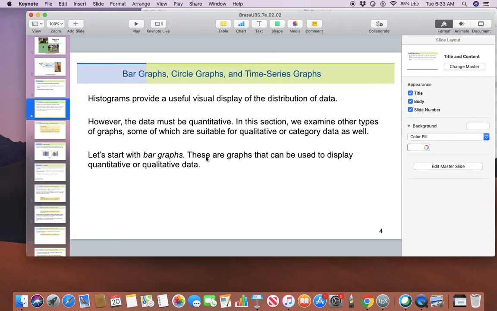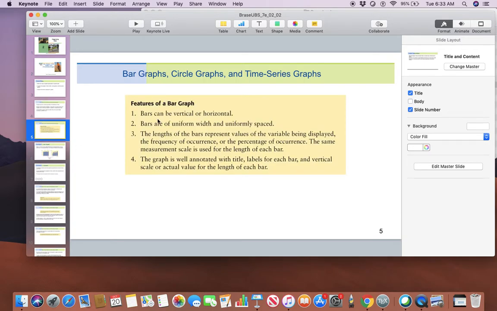Let's start with bar graphs. These are graphs that can be used to display quantitative or qualitative data. Bars can be vertical or horizontal, are of uniform width, and uniformly spaced. Lengths of the bars represent values of the variable being displayed, frequency of occurrence or the percentage of occurrence. The same measurement scale is used for the length of each bar. The graph is well annotated with title, labels, and vertical scale.